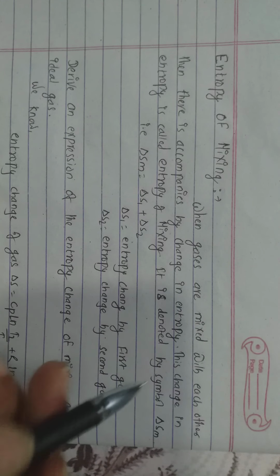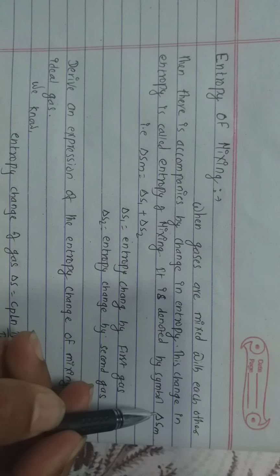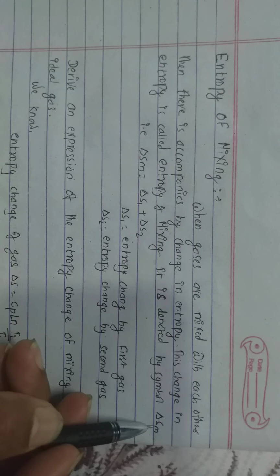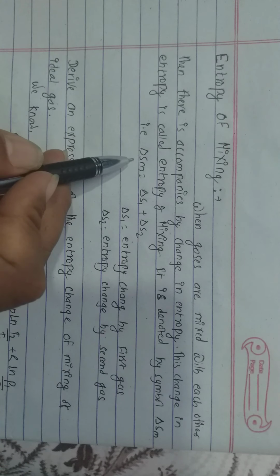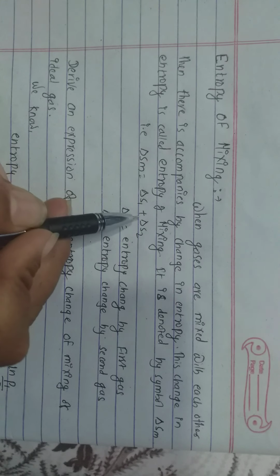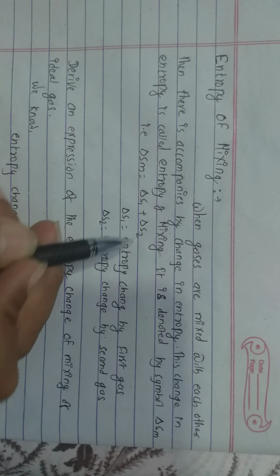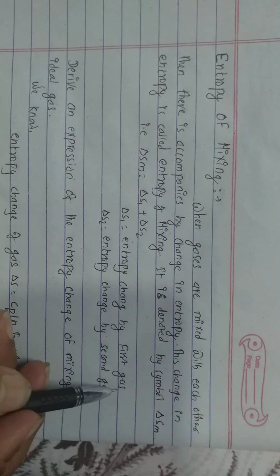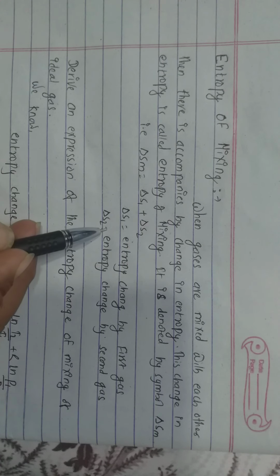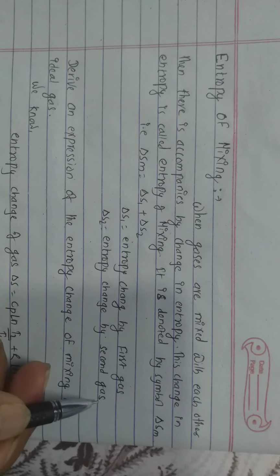It is denoted by the symbol del Sm. That is, del Sm is equal to del S1 plus del S2, where del S1 means the entropy change by the first gas, and del S2 is equal to the entropy change by the second gas.